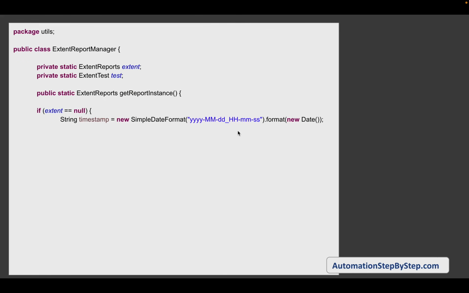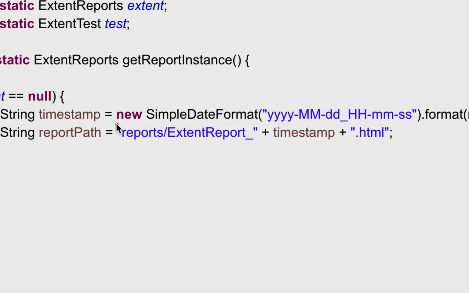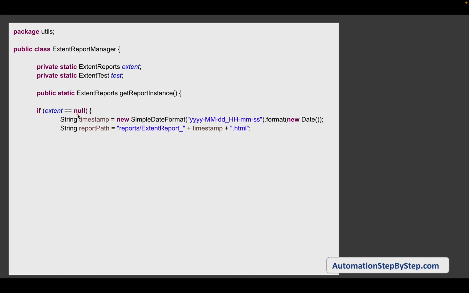So here the first thing we are going to do is set up the timestamp, and we are doing this so that we can get a unique report every time. You can see in the reporting path we are saying that under the project folder create a folder called reports, or if there is a folder called reports, go inside that folder and then generate a report by the name extent report underscore, and whatever the current timestamp is that we generate here will be appended here, and .html will be the extension of the report.